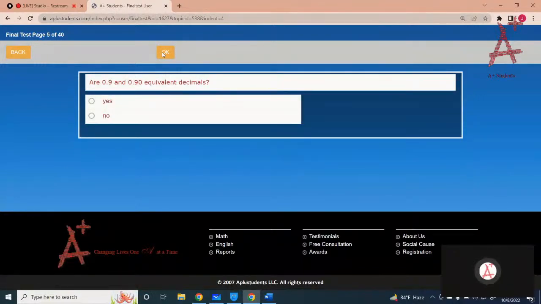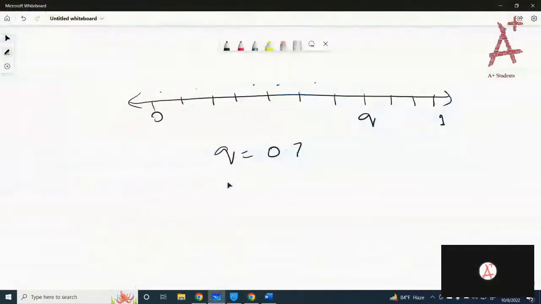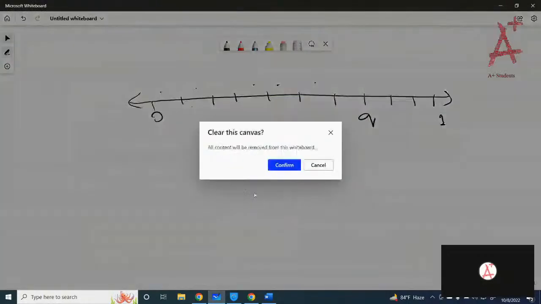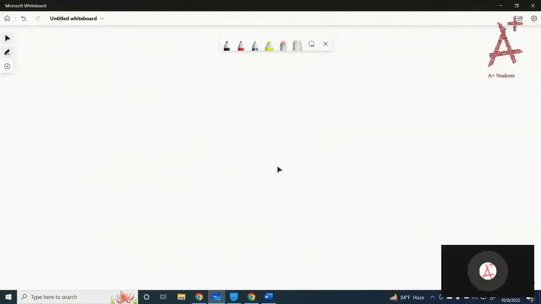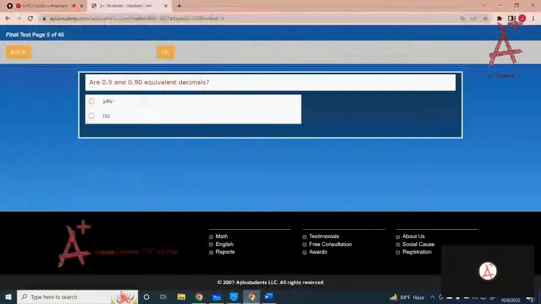Okay, are 0.9 and 0.90 equivalent decimals? Yes or no? So are these equal? Yes, they are equal. It doesn't matter if you write a 0 right after this digit or not. So that means they are equivalent. Got it? 0.9 and 0.90 are just equivalent. The answer is yes, they are equivalent.